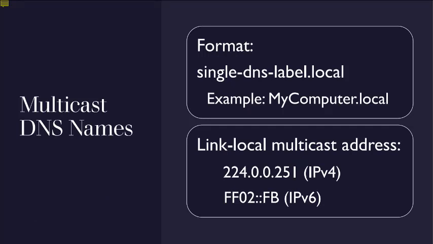Before moving on to anything else, I should have brought this up earlier, but this is what the format of the fully qualified domain name looks like. Multicast DNS names have a fully qualified domain name of the name, hostname dot local. So mycomputer.local. And the specific multicast address for IPv4 is 224.0.0.251. And for IPv6, it's FF02::FB.